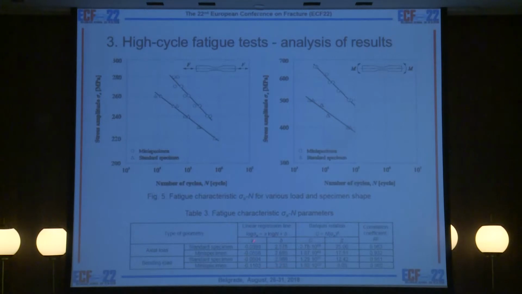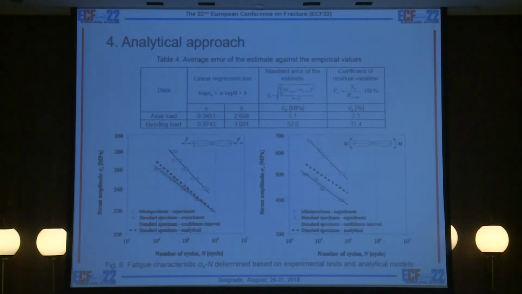For linear regression we have slope coefficient A and intercept B, and we have a correlation coefficient R squared. As we can see, it's higher than 0.9, so we can assume that the results are of very good quality. Then we applied the model which was shown previously. On the result for the axial load, the model is assumed by the dashed line, like a standard, and we calculate from the results of the mini specimen the characteristic for the standard size specimen, and here we have a dashed line which is close to the experimental test.